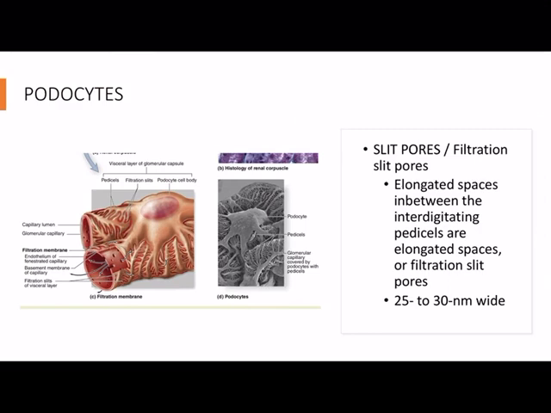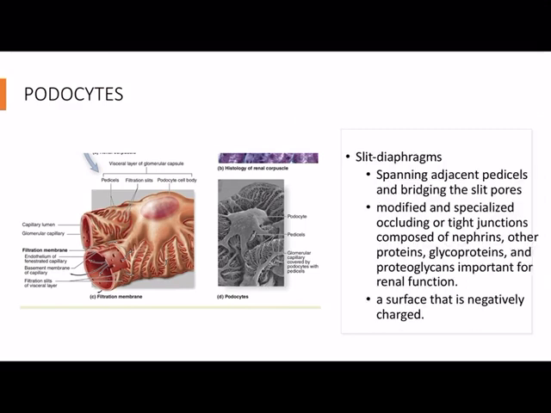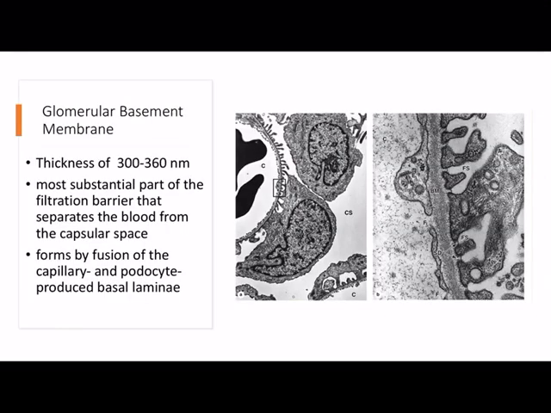The filtration slits are 25 to 33 nanometers wide. You also have your slit diaphragms. Your slit diaphragms span adjacent pedicles, bridging your slit pores. They are modified and specialized occluding or tight junctions composed of nephrins, other proteins, glycoproteins, and proteoglycans important for renal function. This surface is negatively charged. So it's important to know that it's negatively charged.